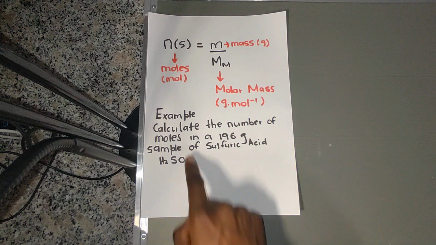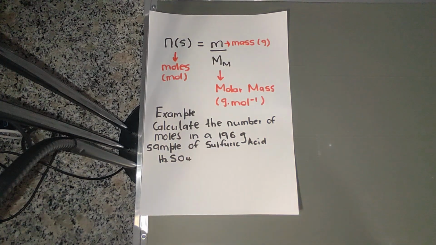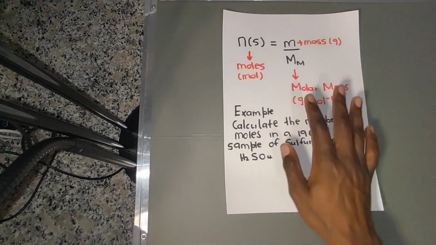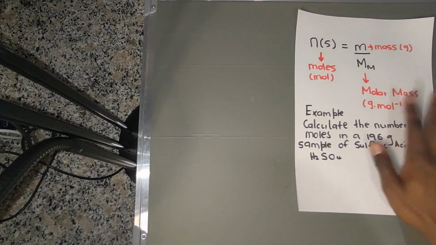Now, example, calculate the number of moles in a 196 grams sample of sulfuric acid. So we are given the chemical formula of sulfuric acid. So I'm just going to put this on a side as we do this calculation.